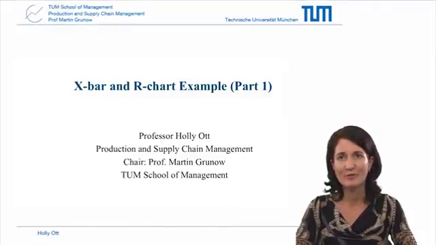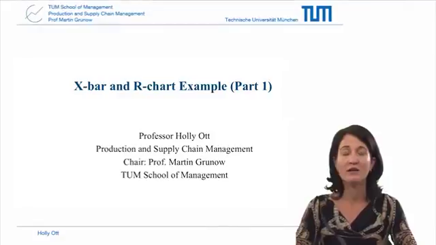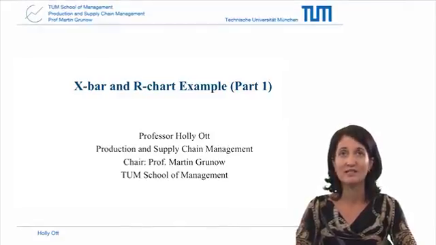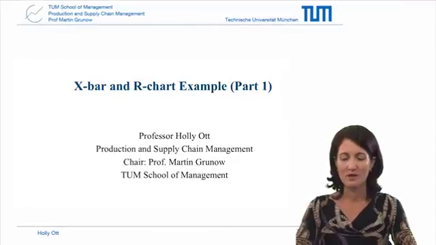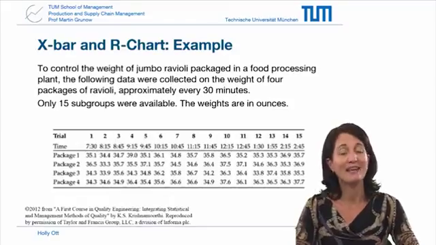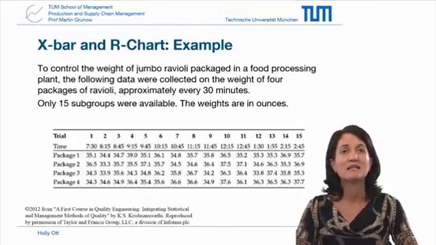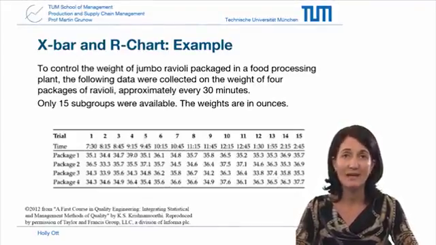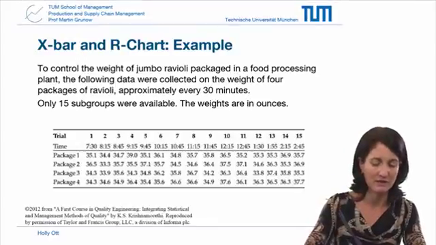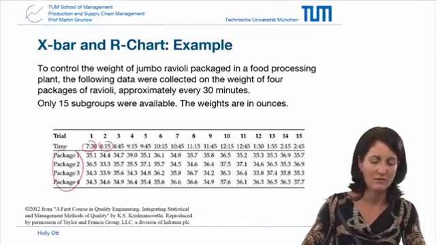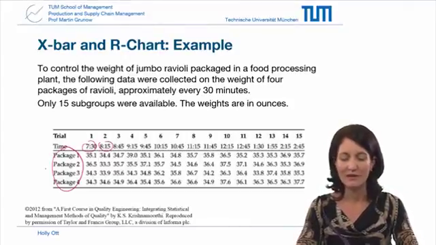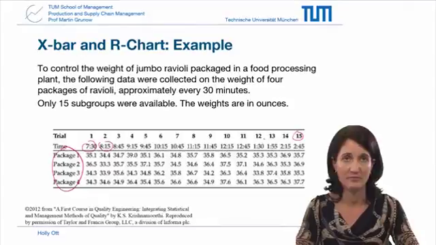Everyone, we're going to work through a practice problem now for the X-bar and the R charts, in two different sections, and this is section 1. We are working in a food processing plant, and it's our task to control the weight of jumbo ravioli packages. Data has been collected on the weight of 4 different packages approximately every 30 minutes, at 7:30, 8:15, and so on, and we have 15 different subgroups available. The weights are all in ounces.